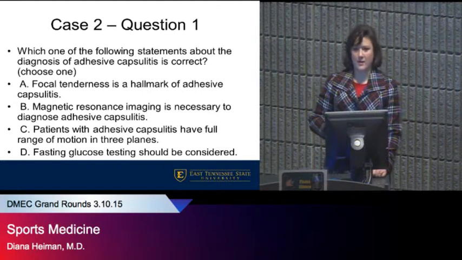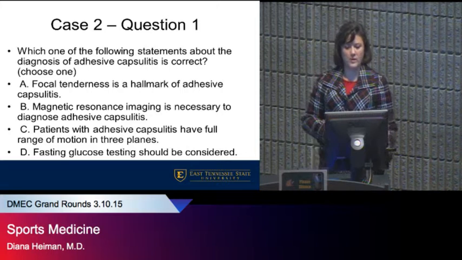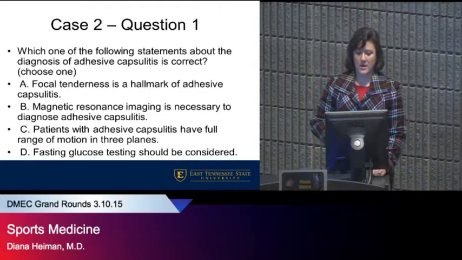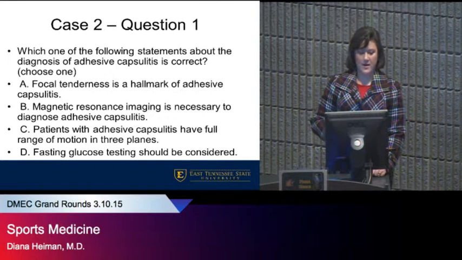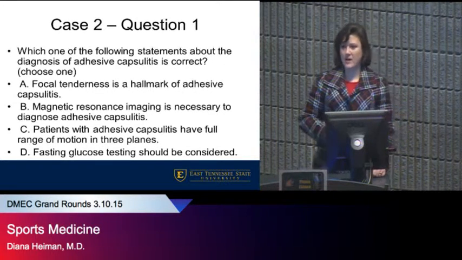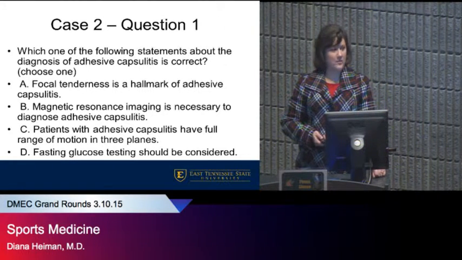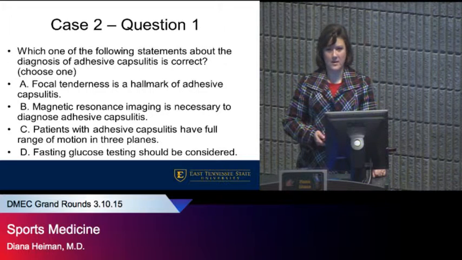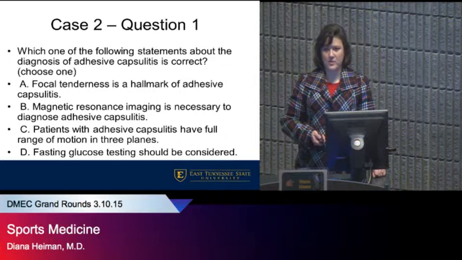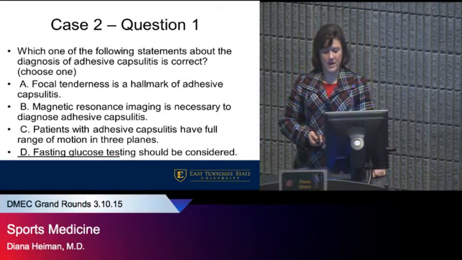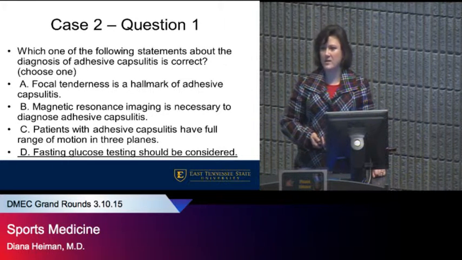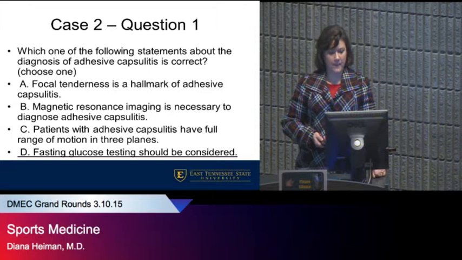All right, so back to those questions. Which one of the following statements is true about adhesive capsulitis? So focal tenderness is a hallmark. Anyone for that? MRI is necessary to diagnose it. Patients with adhesive capsulitis will have full range of motion in all three planes. Fasting glucose should be considered. All right, much better answering on that one. So yes, fasting glucose should be considered just given the association with diabetes.